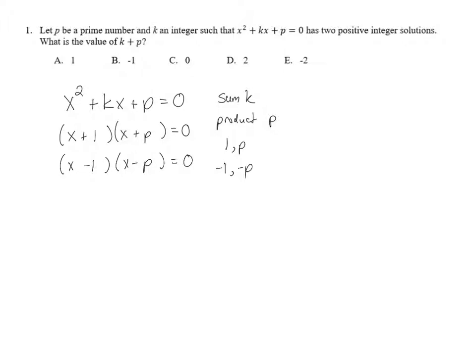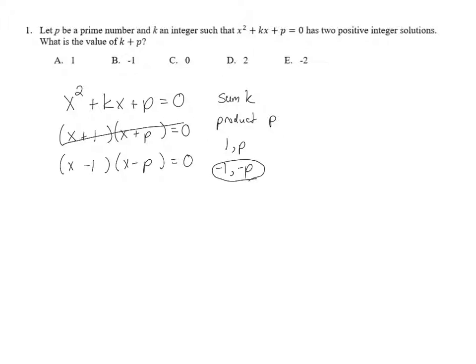Now, if we try to solve each of these equations, we remember that we're told that it has two positive integer solutions, so it can't be the first factorization, because the first factorization has two negative integer solutions. That means it has to be the second one. So the numbers in the factorization are going to be -1 and -p.